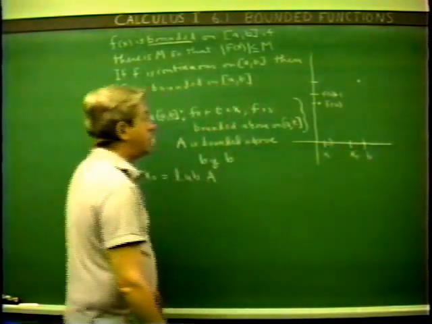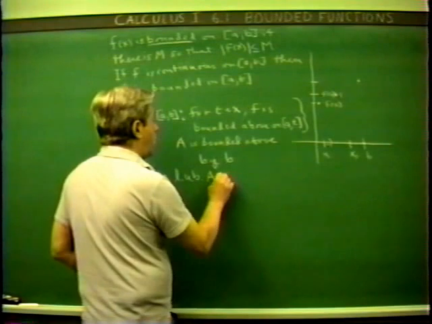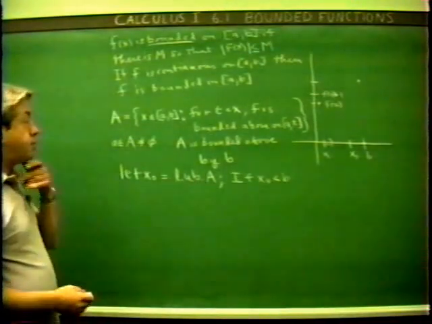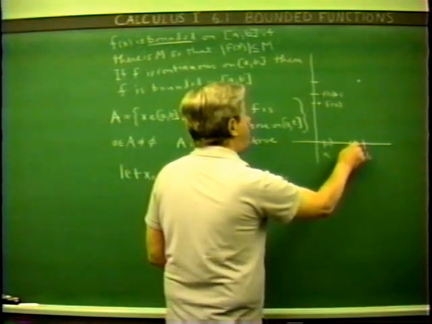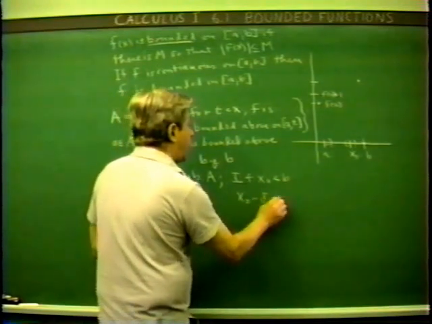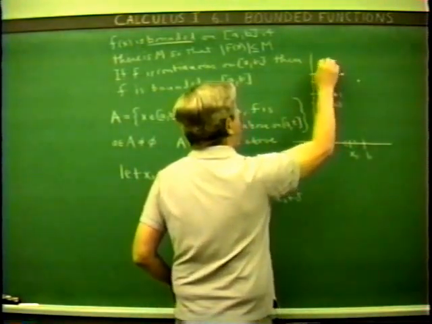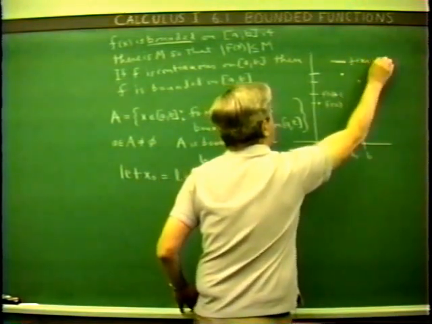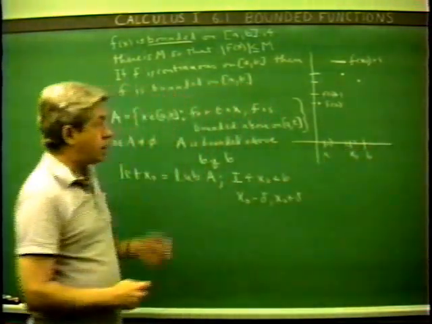To do this, let's suppose that x naught was less than b. If x naught is less than b, then what happens? Well, there's another delta for x naught. So that if we look between the interval from x naught minus delta to x naught plus delta, f is no larger than its value at x naught plus 1, between x naught minus delta and x naught plus delta.